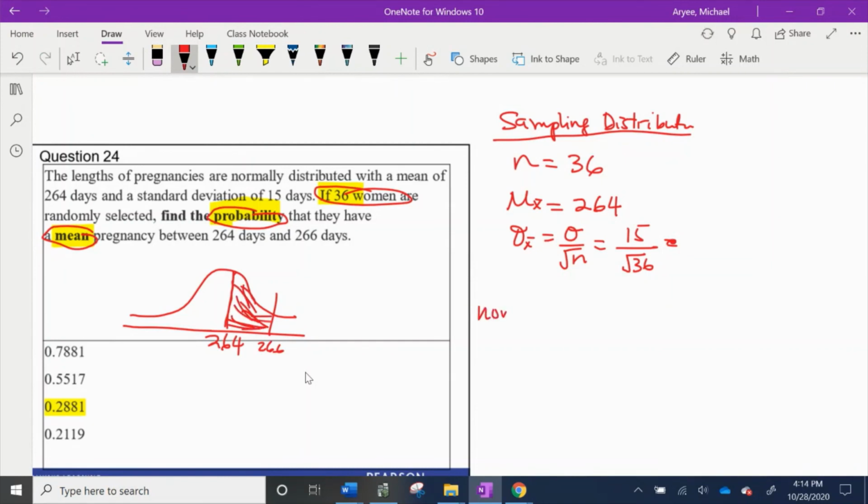So normal CDF from 264 to 266, the mean is 264. The standard deviation is 15 over the square root of 36. So this is sigma, this is mu, this is the upper, and this is the lower.